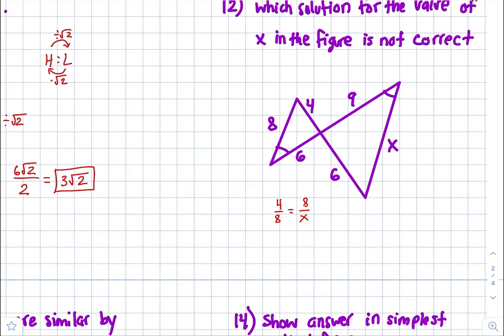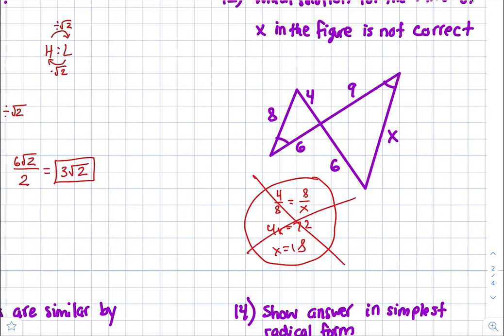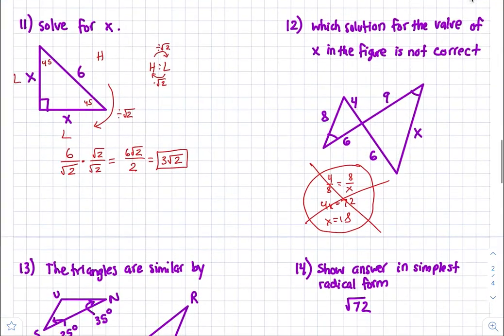But there's a variety of ways to make a proportion. You cannot do 4 over 8 equals 8 over x. That is not a proper proportion. So the answer one, I had this. This is the one that is not correct. So you gotta select that one. That does not create a correct proportion.